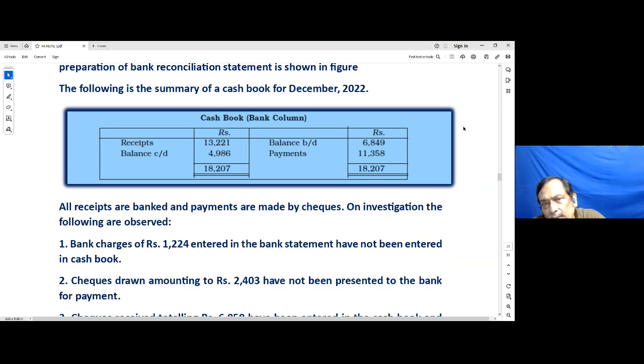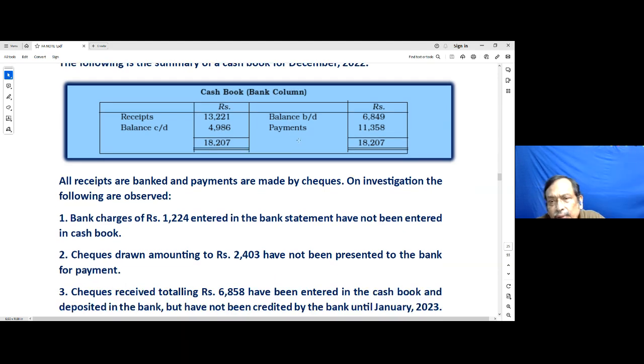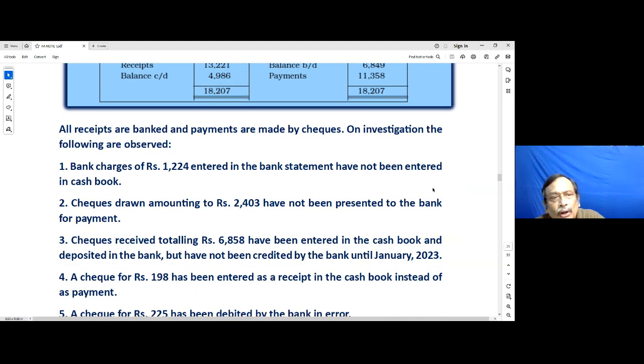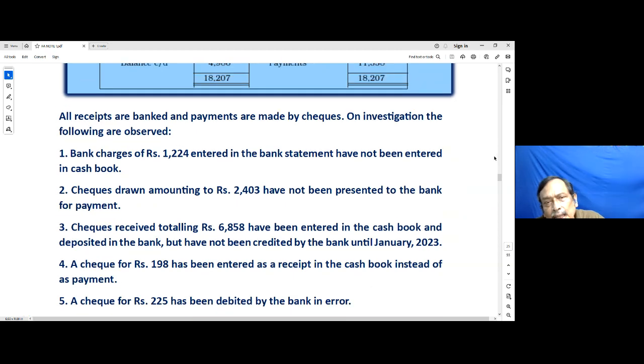Remember, all we are discussing is with reference to the cash book bank column. So you are having a credit balance of 6849. Then there are certain payments. Then there are certain receipts, and the closing balance of the cash book bank column is given as balance C/D, that is 4986. All receipts are banked and payments are made by checks.